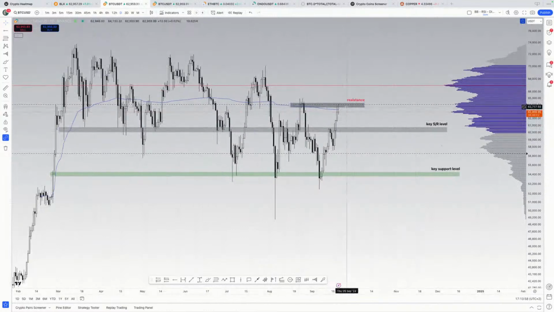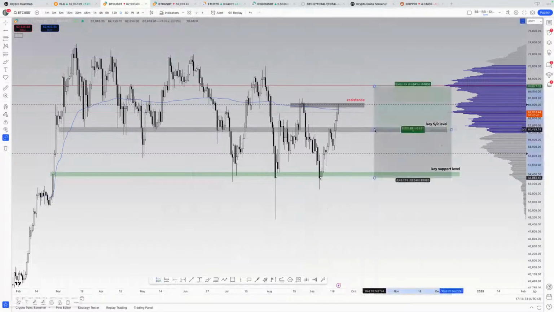Of course, I believe we're going to retrace. Not sure if we're going to fully tap into this level. If that's the case, and I see reversal signs, I'm happy to open a long position, aiming then back to this 64K, if this makes sense. So that would look something like this.